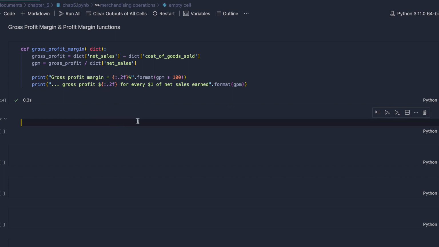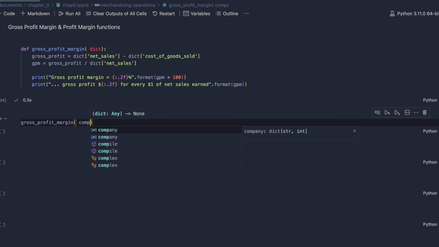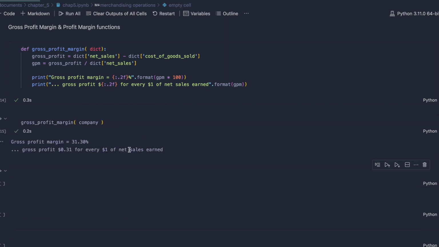Let's call our function now and pass in the company data dictionary. We get the gross profit margin of 31.3%. The gross profit is 31 cents for every $1 of net sales earned.